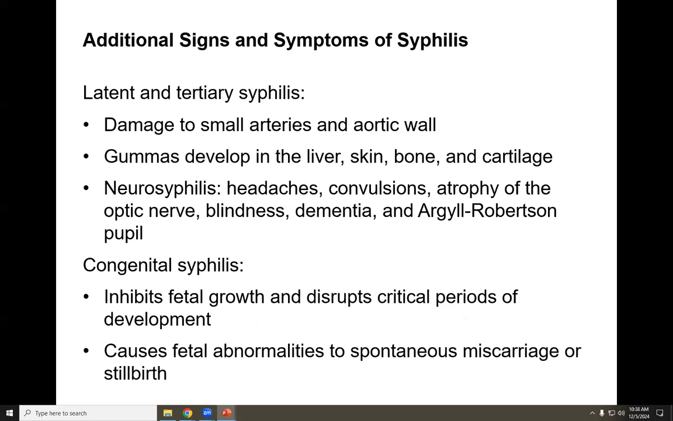You can go latent during any of these periods of syphilis, where you won't have any progression of the symptoms. But if you move into tertiary syphilis, now we're talking about involvement of the nervous system and movement into the bloodstream, which will cause damage to the smaller arteries.